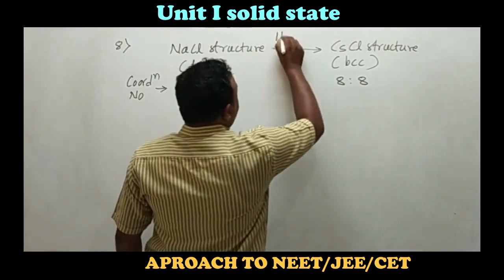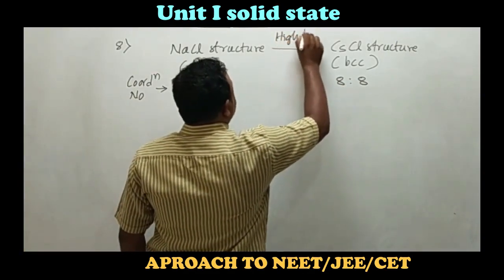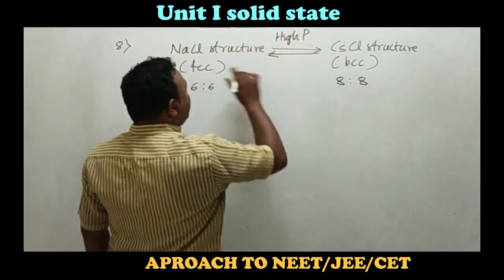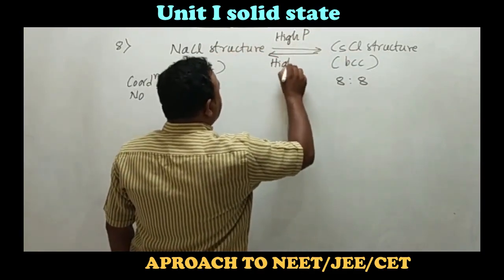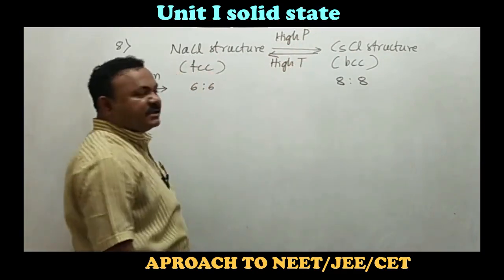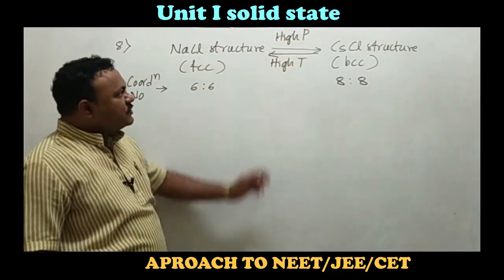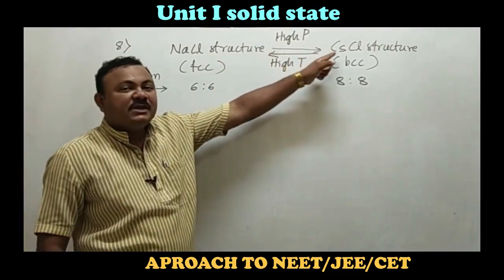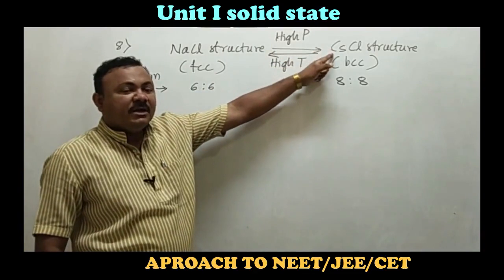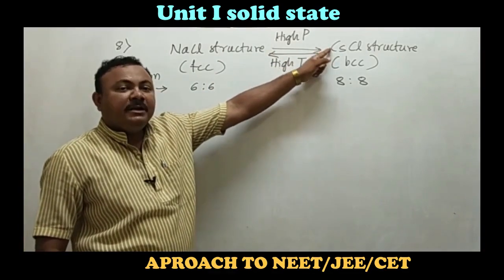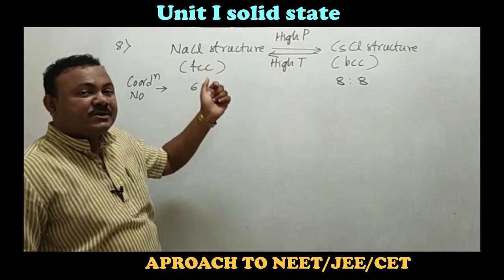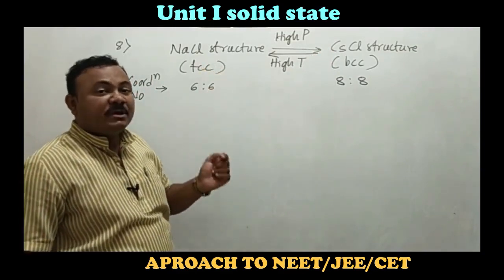NaCl structure can be converted to cesium chloride structure by applying high pressure. Cesium chloride structure can be converted to NaCl structure by increasing temperature. So when you apply high pressure on the sodium chloride structure, it converts to cesium chloride structure. Similarly, when you apply high temperature on cesium chloride, it converts to NaCl. This is important. We got questions related to this also in competitive exams.